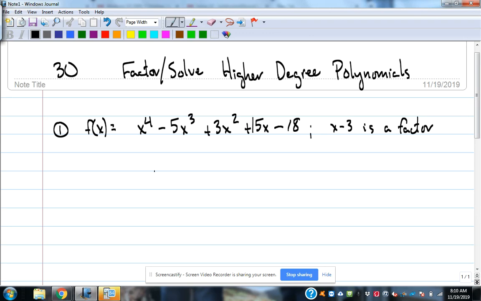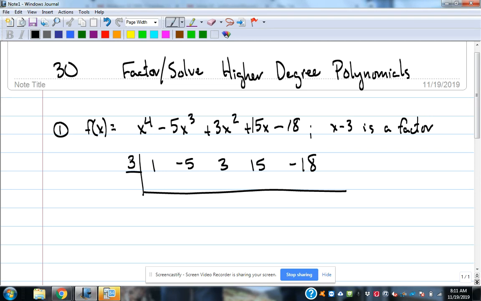Linear, okay? So we're setting up the synthetic division for this: 1, negative 5, 3, 15, negative 18. What goes on the shelf? Positive 3, because remember we're setting x minus 3 equal to 0 to get that number that goes on the shelf, and it's just always the opposite number. And then we're going to do the synthetic division for that.